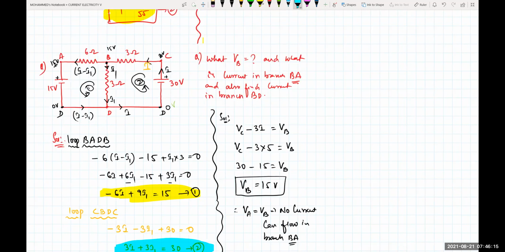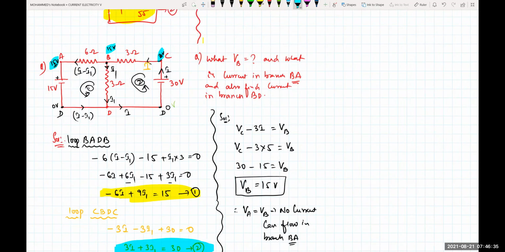Is it clear? Current how much did I get? 5 amperes. So VC minus 3 into 5 is equal to VB. The potential at C is already given as how much? 30 volts. So it is 30 minus 15 is equal to VB. So the potential at B is how much? 15. So the potential at B is 15.